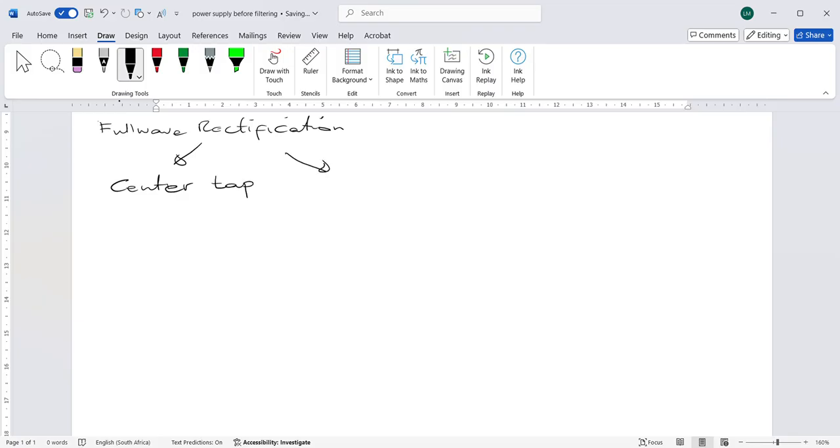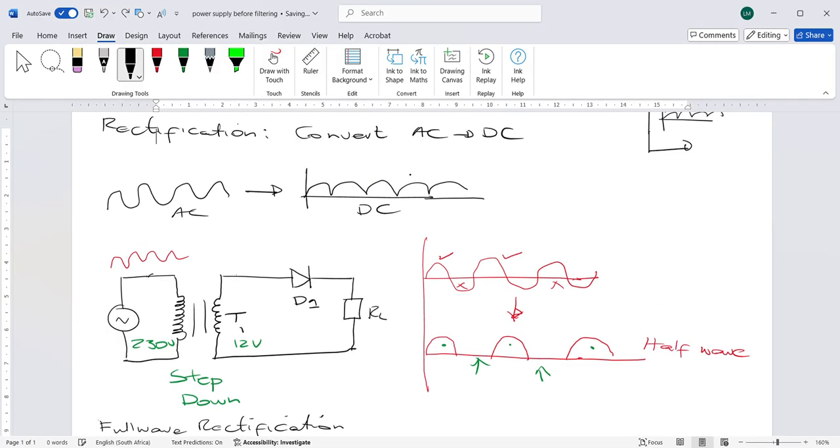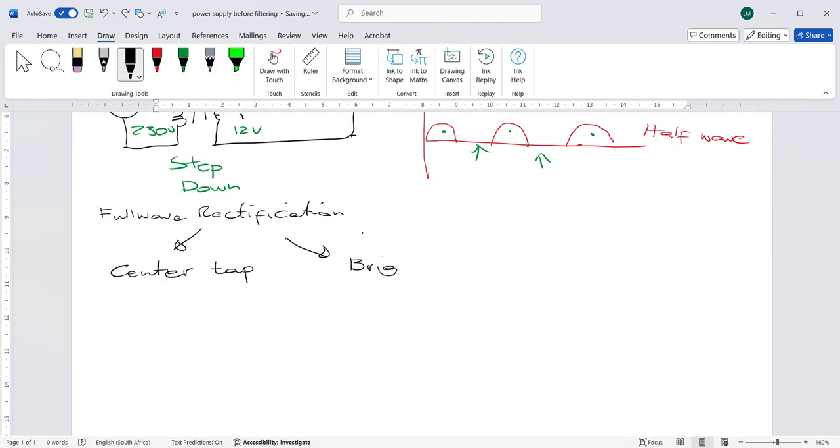and what else do we have? We've got the bridge rectifier. Now the center tap uses only two diodes. This one uses 4 diodes.